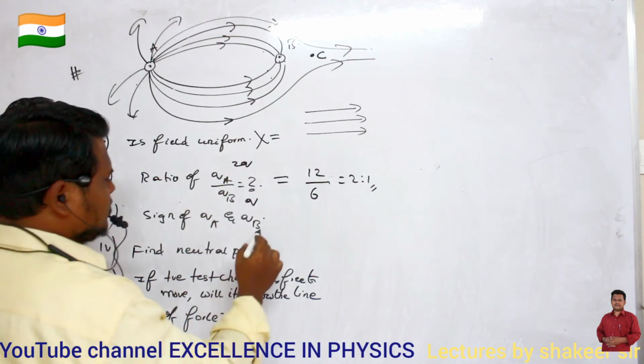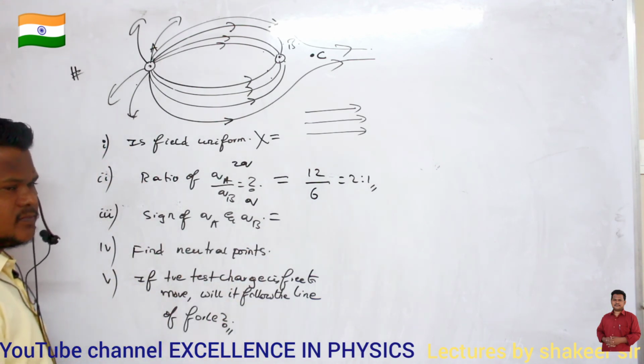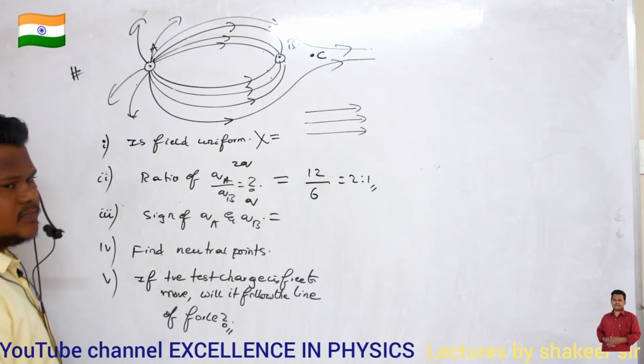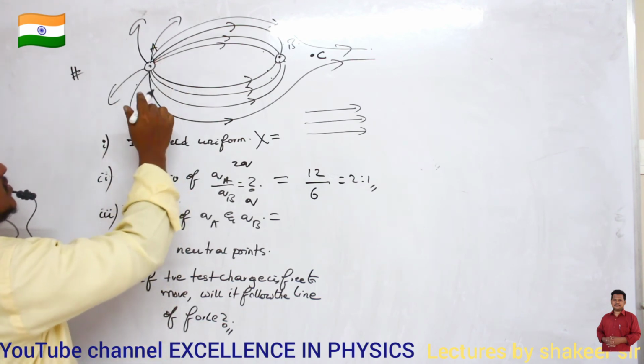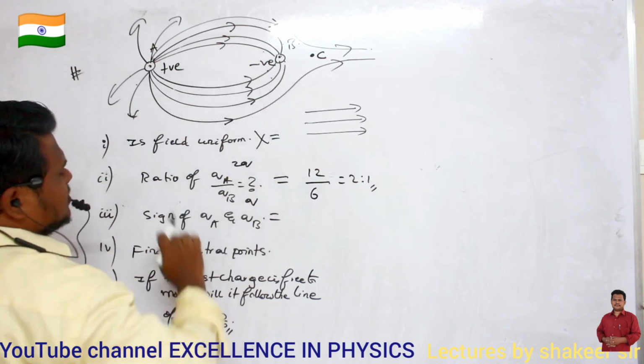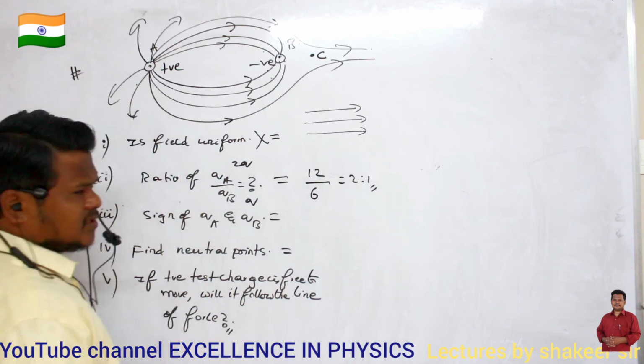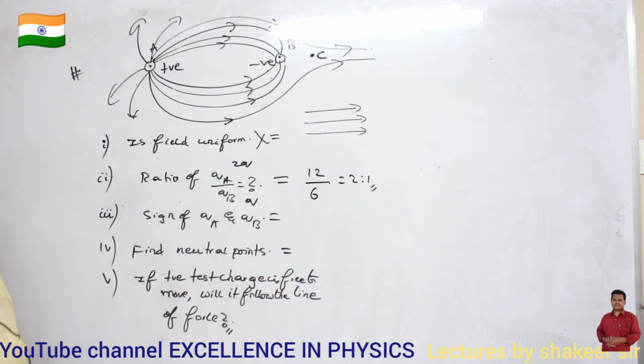Clear? Third question: what is the sign of QA and QB? Which one is positive? Which one is negative? From wherever lines are originating, that one is positive, no? Definitely this one should be negative because it is receiving the electric lines of force. Clear? Then what about the neutral points? What is the position of the neutral points?